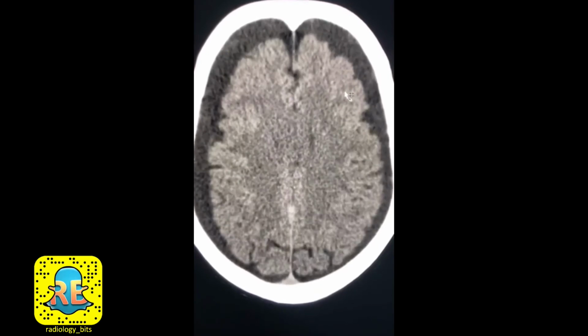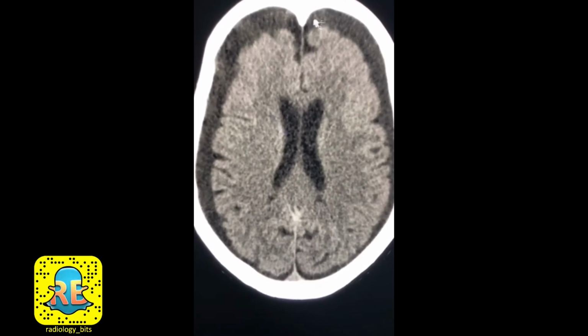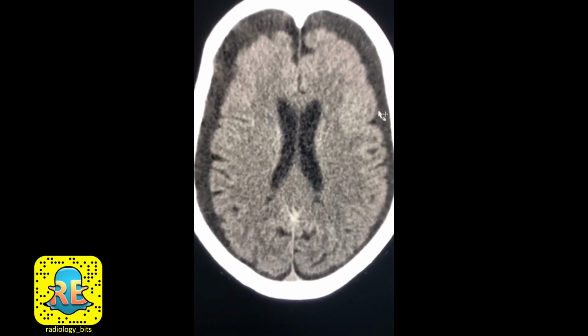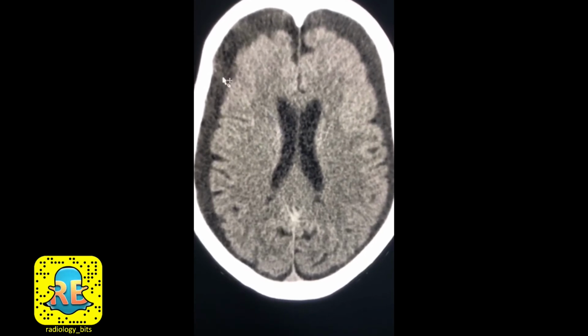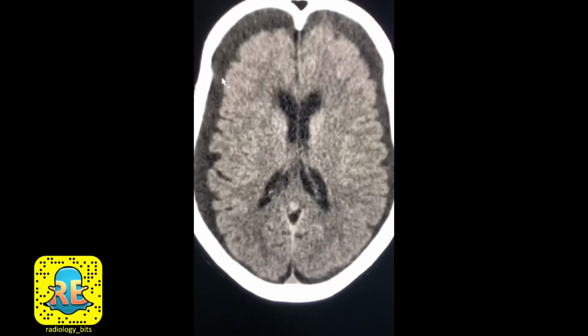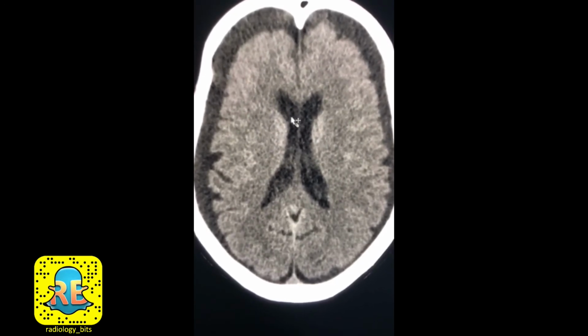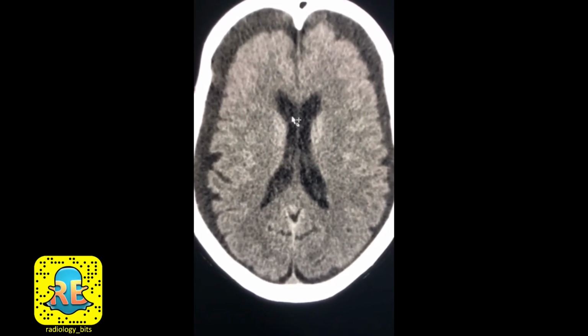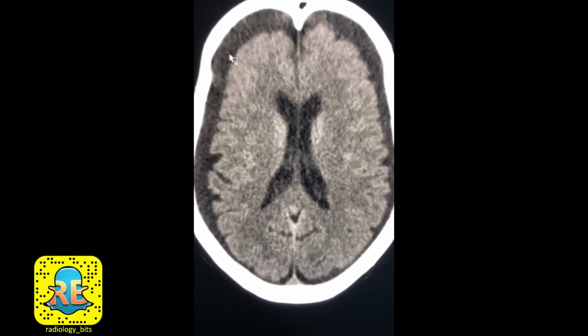If you look even more carefully, you'll notice other findings within the CSF spaces peripherally as well. Although the density of the peripheral CSF space, the subdural space, appears to be dark, almost equal to CSF, it's not exactly as low density as CSF. Look how this looks a bit different, very dark compared to this area. So that's another hint here.